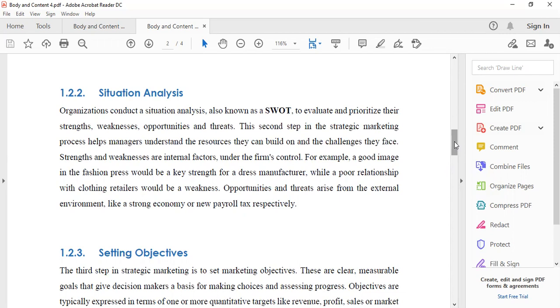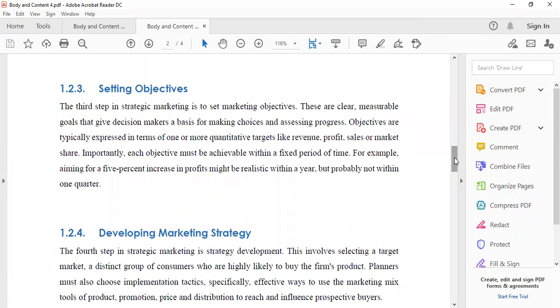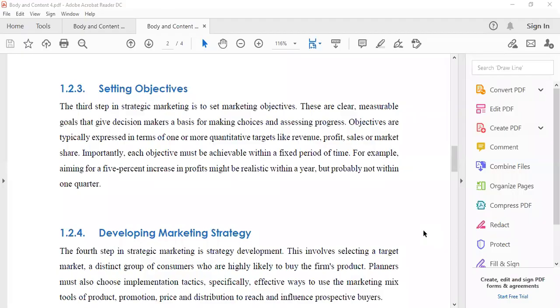Having understood the situation, the environment, the internal capabilities and weaknesses, the organization is expected to set objectives. Objectives are meant to be SMART compliant. By SMART, we mean that the objectives are specific, they are measurable, they are attainable, they are relevant, and they are time-bound. By this, marketing objectives are supposed to be clear, measurable goals that give a decision maker a basis for making choices and assessing progress.